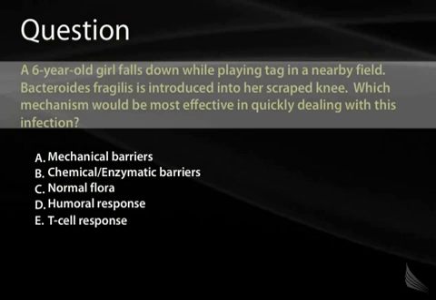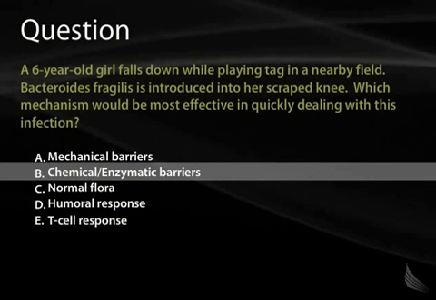Another question. A 6-year-old girl falls down while playing tag in a nearby field. Bacteroides fragilis is introduced into her scraped knee. Which mechanism would be most effective in quickly dealing with this infection? A, mechanical barriers. B, chemical or enzymatic barriers. C, normal flora. D, humoral response. Or E, T-cell response.